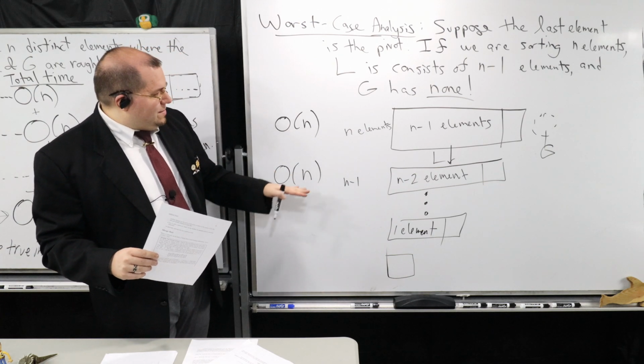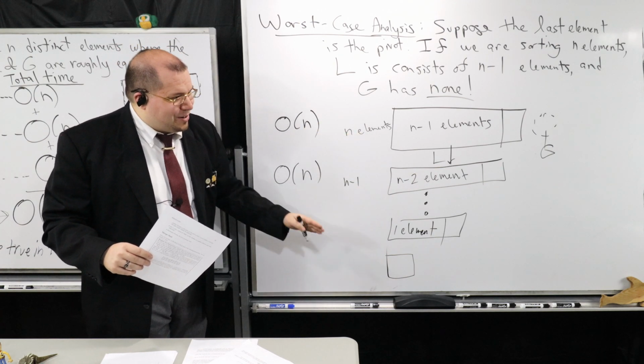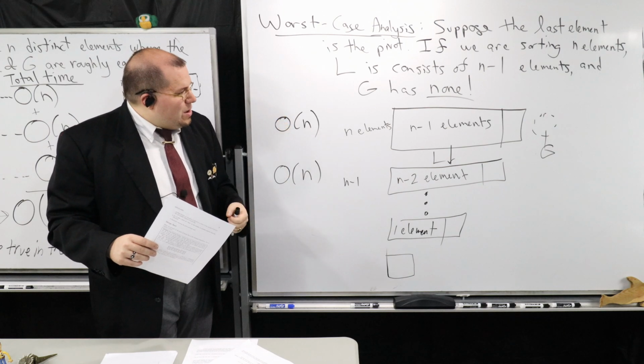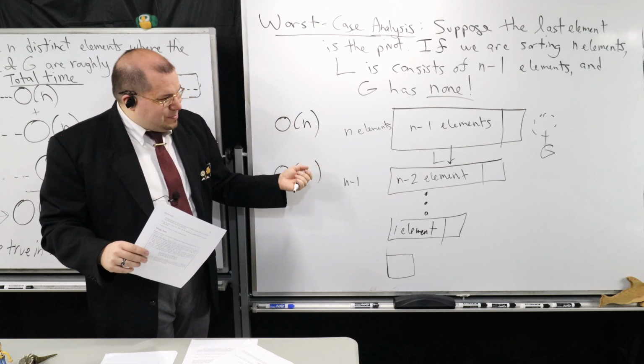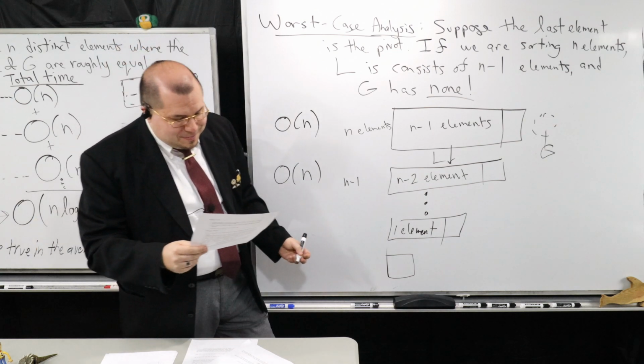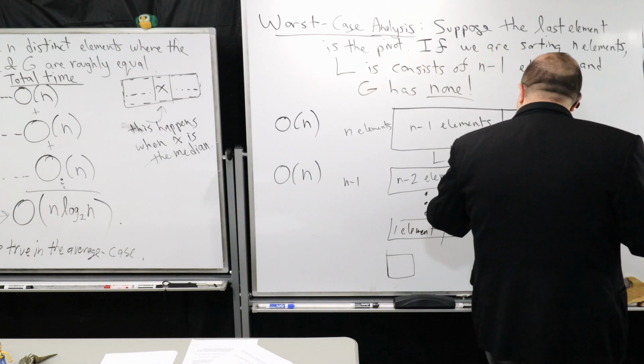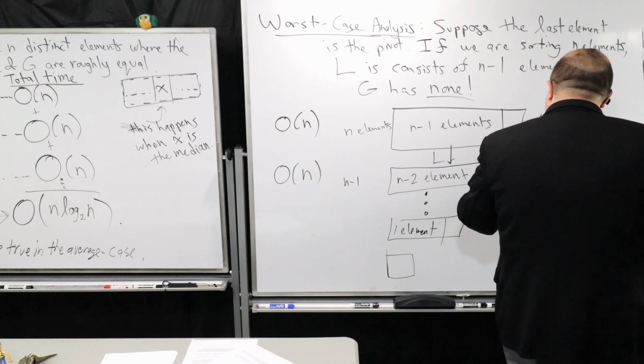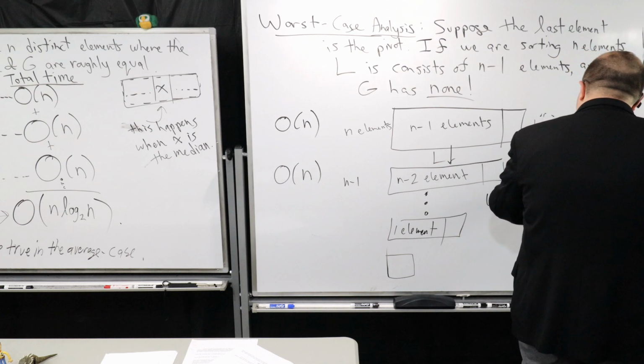Another way you can argue this is that each one of these does work that's linear for its partition call based on the number of elements. But I do this n times, so you know it's going to be big O of n squared, right? So that means that the worst case time complexity is big O of n squared.